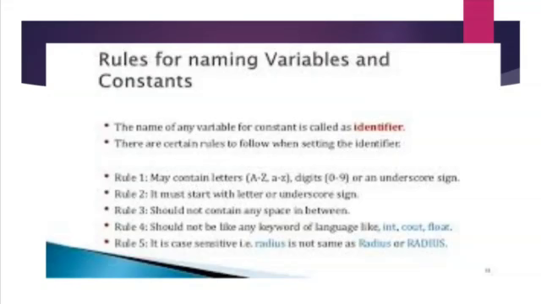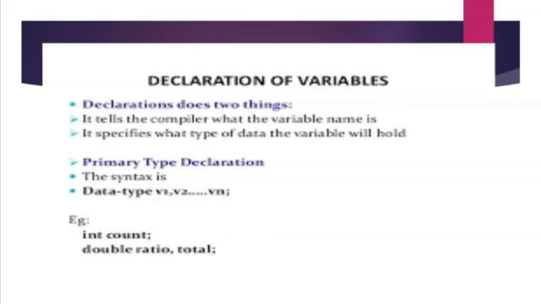Some of the valid variables are A, B, SAL, employee number, A105, etc. Invalid variables are X plus Y, 10, 5, S, char, etc. Those are all invalid variables. Then we can go for the declaration of variables.